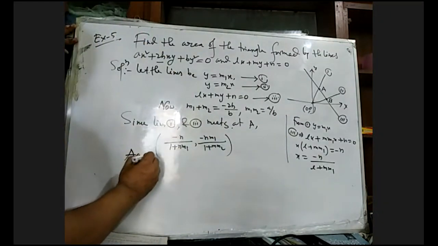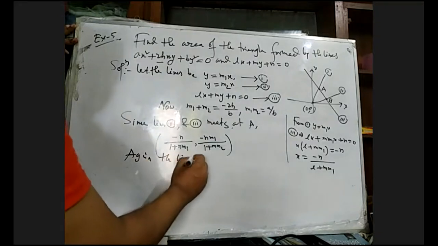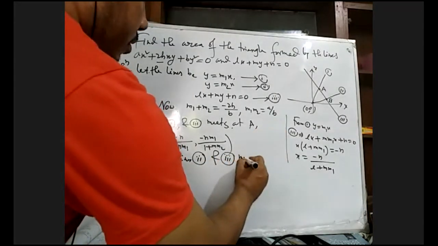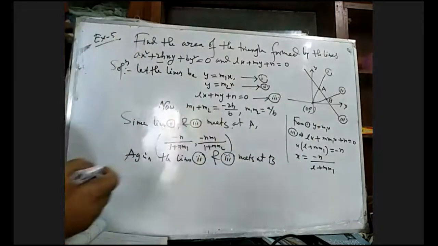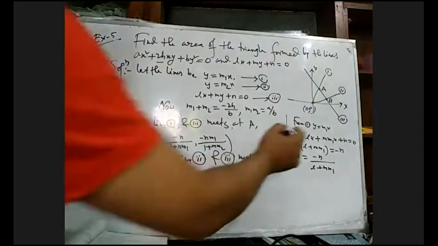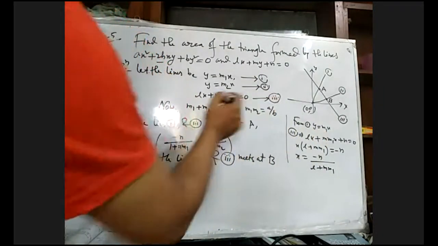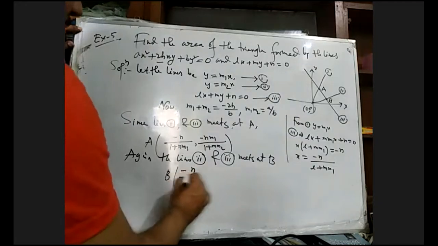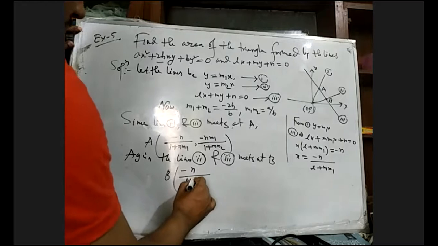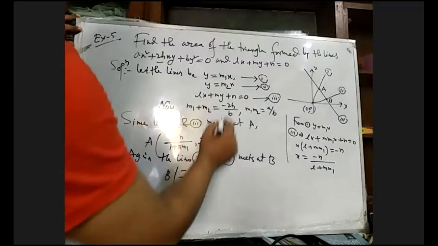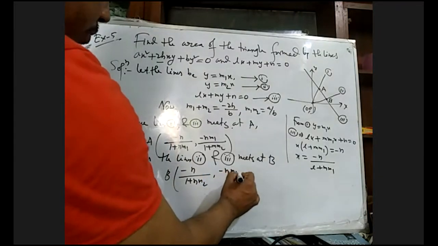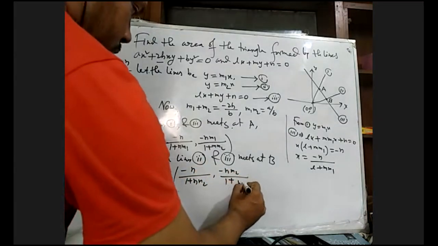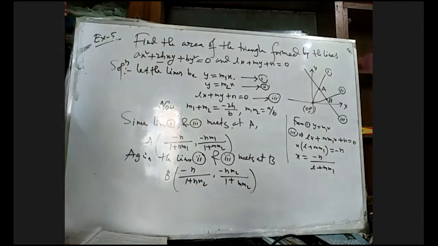Again, lines 2 and 3 meet at point B. So at point B, solving y equals m2x and the third line, we get the coordinates. This is the A coordinate, and the B coordinate will be minus n divided by l plus m m2, because in the second line it is m2x. Then n m2 divided by l plus m m2. This will be the B coordinates.